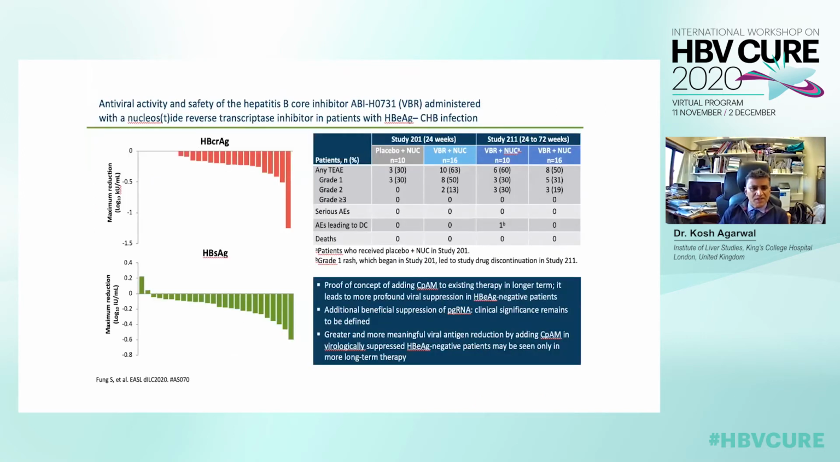Across time, we see deeper suppression and decrease in core-related antigen and surface-related antigen. And this clearly shows us the proof of concept of adding CpAMs to existing therapy. It probably delivers more profound viral suppression and additional suppression of pgRNA. And the critical question is what is the longer-term clinical significance of this with some of the other biomarkers we're utilizing, and what might this translate to clinically? And that is really important for us as we assess this area of cure therapy. And lastly, the fairly safe review here with only one patient discontinuing due to rash.